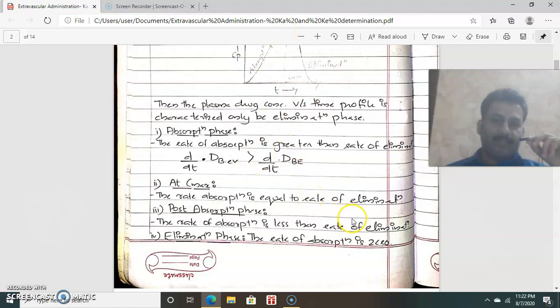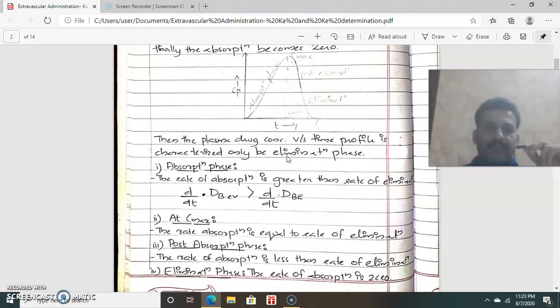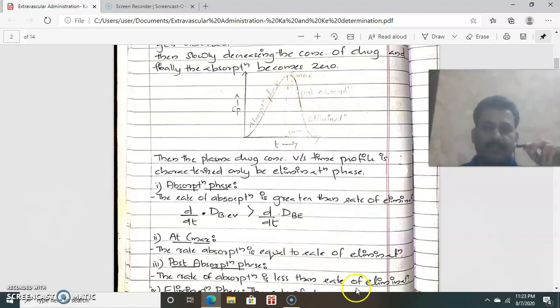Then at C maximum, we know that it's the maximum concentration, which means at that particular point the rate of absorption is equal to the rate of elimination. At the peak point, the rate of absorption is equal to the rate of elimination. So we can write d/dt (dB_EV) is equal to d/dt (dB_E). Next, the post absorption phase.